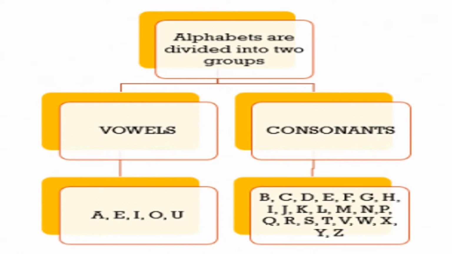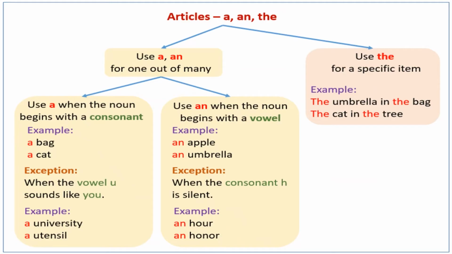Alphabets are divided into two groups: vowels and consonants. The vowel sounds are A, E, I, O, U. The consonant sounds are B, C, D, F, G, H, J, K, L, M, N, P, Q, R, S, T, V, W, X, Y, Z. So these are called the consonant sounds.